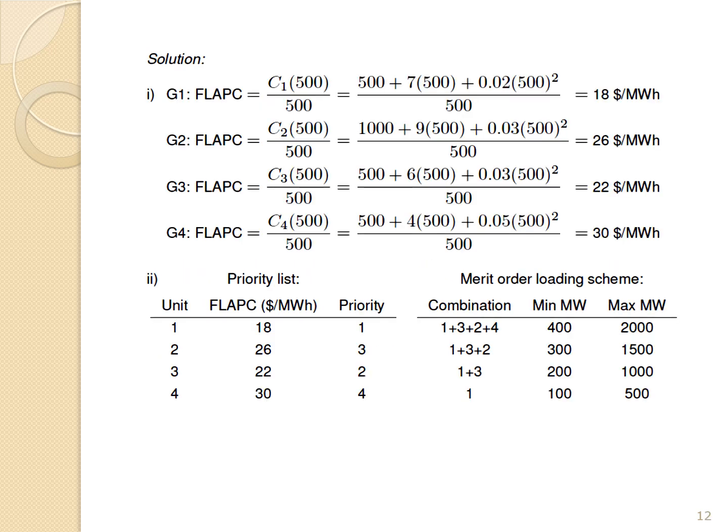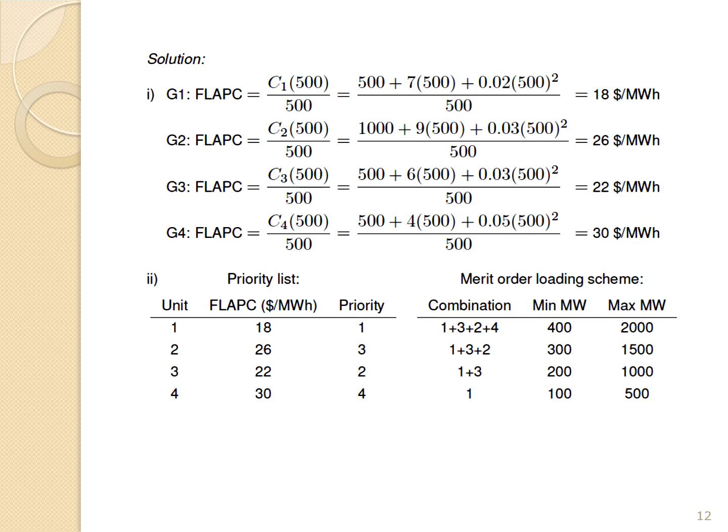Now to calculate the full load average production cost known as mu, we will be calculating for each unit, that is calculated as the cost function of that particular unit divided by the power output of that unit. So here for G1, we are writing the cost function of that unit defined by C1, where the power P1 is 500 megawatt, divided by 500 to get a value of $18 per megawatt hour, which is mu, also known as full load average production cost. This is how we will be calculating for all the 4 units. Now once the average production cost has been calculated for all the 4 units, we can create a priority list as shown in the second part downside.